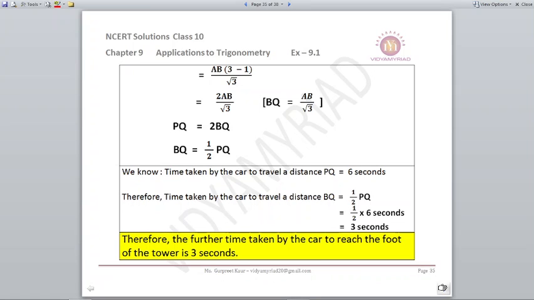Now from the previous information we know that BQ is equal to AB upon root 3. So we can write PQ is equal to 2BQ. Instead of AB upon root 3 we are writing BQ. So BQ will be half of PQ. We are told in the question that the time taken by the car to travel the distance of PQ is 6 seconds. So what will be the time taken to travel the distance of BQ? BQ is half of PQ, and PQ is 6 seconds. Its half will become 3 seconds. Therefore, the further time taken by the car to reach the foot of the tower is 3 seconds.